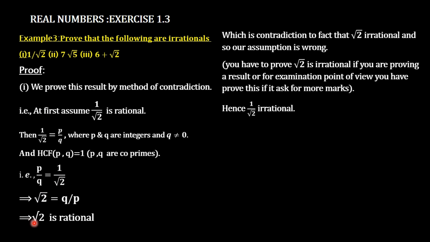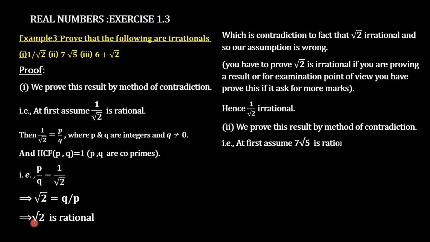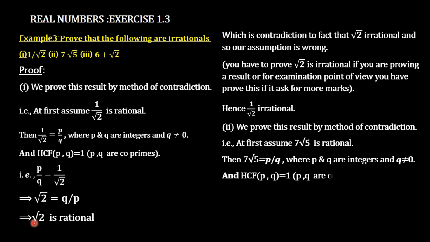In the same method we will proceed with this. That is, we prove this result by the method of contradiction. For that, what do we have to assume? 7 root 5 is a rational number. Okay, then 7 root 5 equals P by Q, where P and Q are integers and Q not equal to 0. Another thing, HCF of P comma Q equals 1, P and Q are coprime.